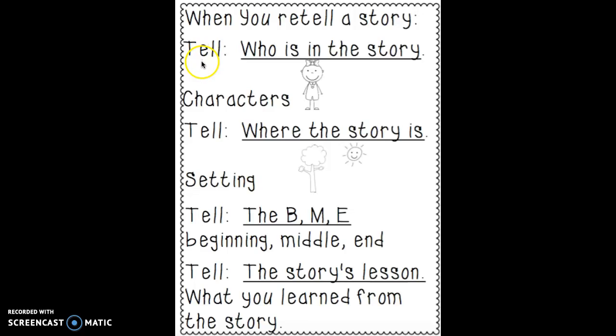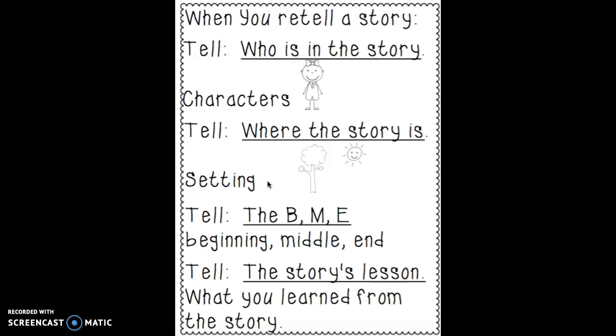When you retell a story, there are some things that you must include. You must tell who is in the story. You'll need to list the characters. If there are a lot of characters, just name the most important ones. Then you must tell where the story is. That's called the setting. Be specific.